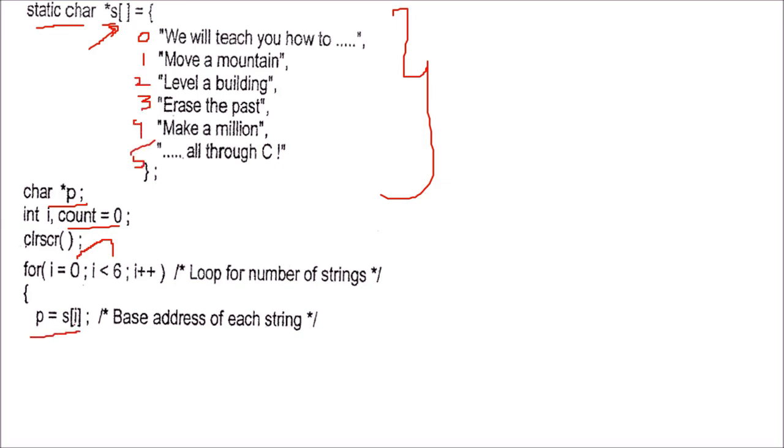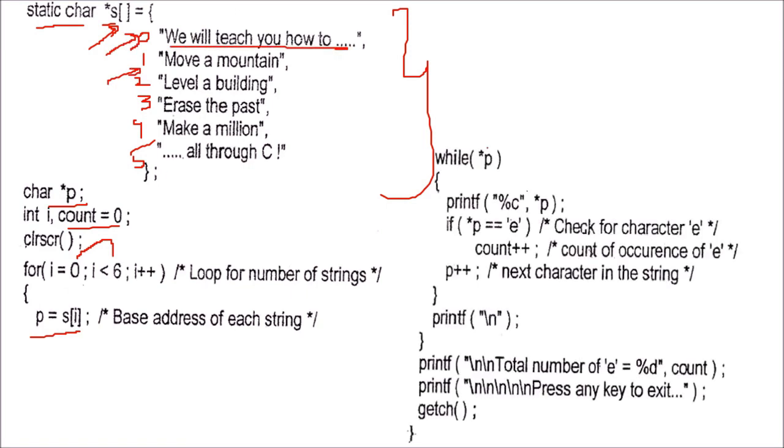And every time we are assigning s[i] to p. Means every time p will be pointing here, next time p will be pointing here. Every time we are taking one of them. So while *p is not null, we print the value, because we are incrementing it also, so the value at p will be printed. But if the value at p is equal to 'e', we increment the count, because count we have taken as 0. When this for loop runs again, we go to this line, this line, this line, again and again, and this finally gives you the count. When you come out of this loop, the count will be printed. These are the number of E's.